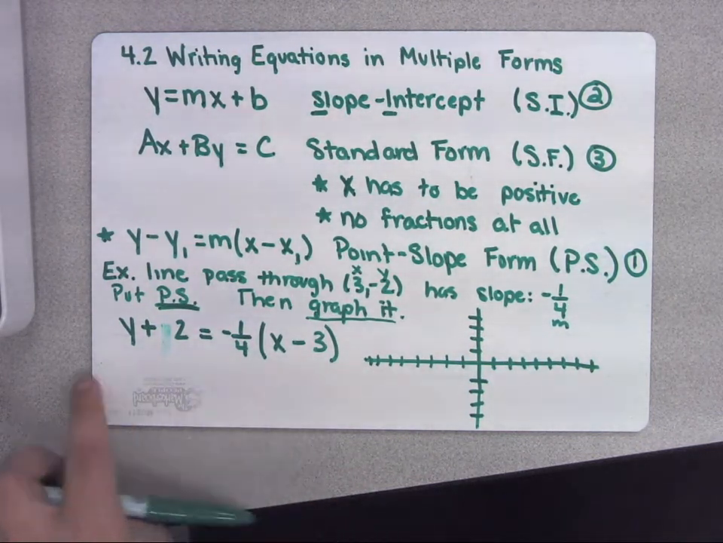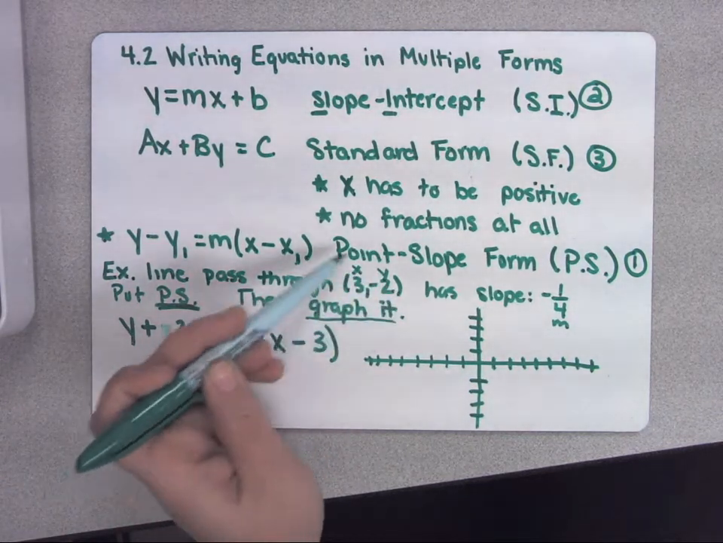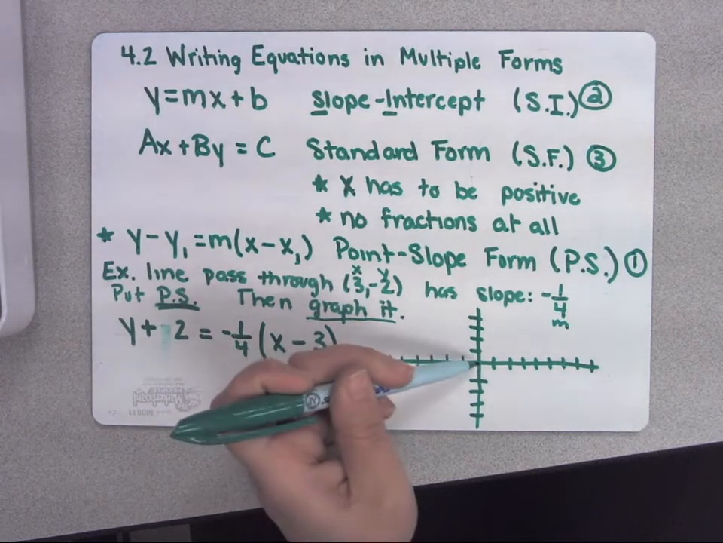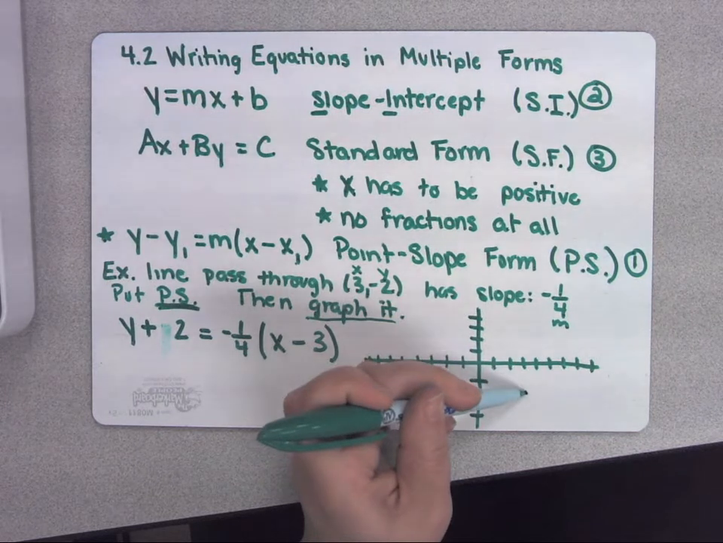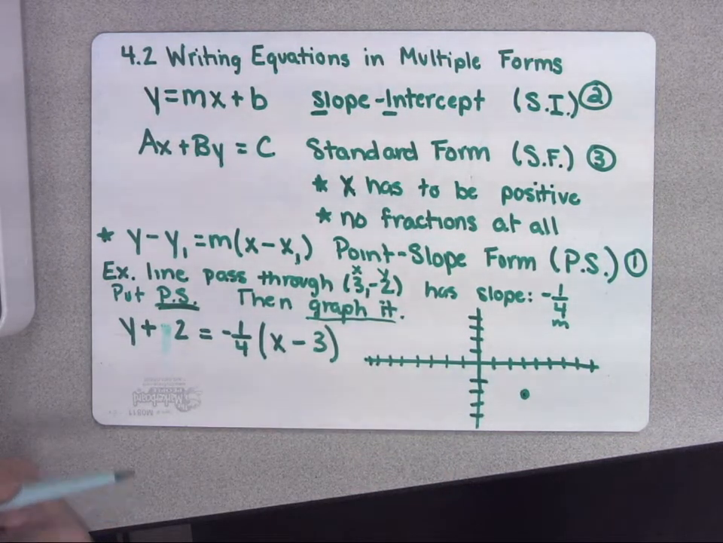So even without, don't even look at the equation. Look at what they gave you. They gave you a point. So let's plot this point. Your x value is positive 3. So go over to x is 3. Then your y is negative 2. Plot that point. Mine looks a little off.